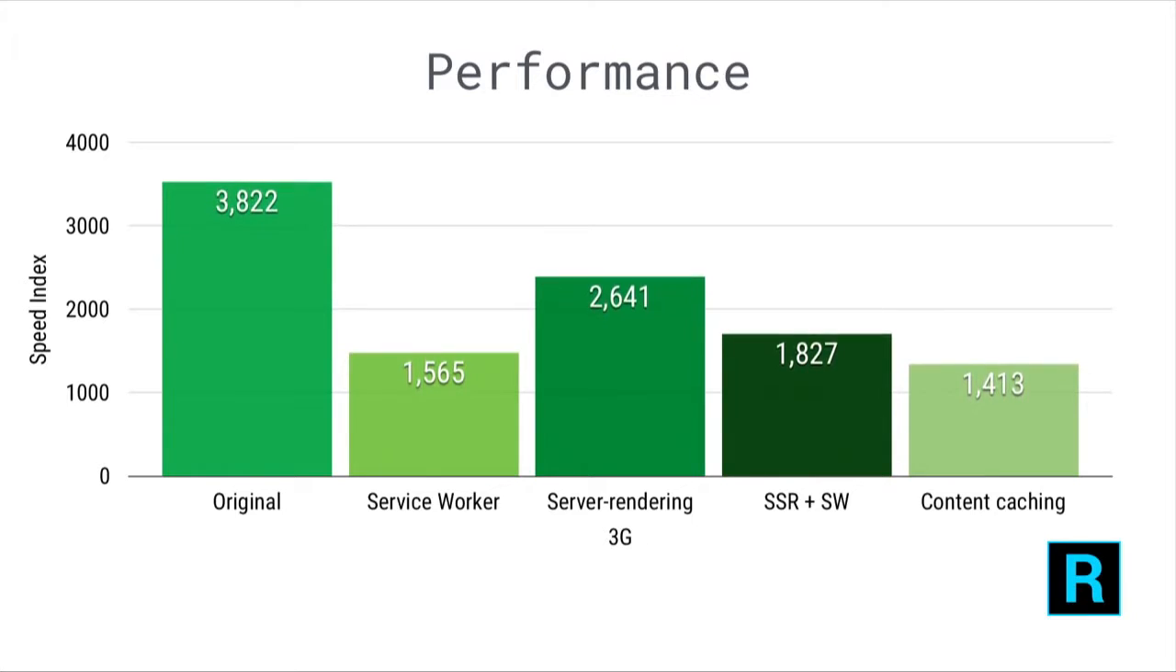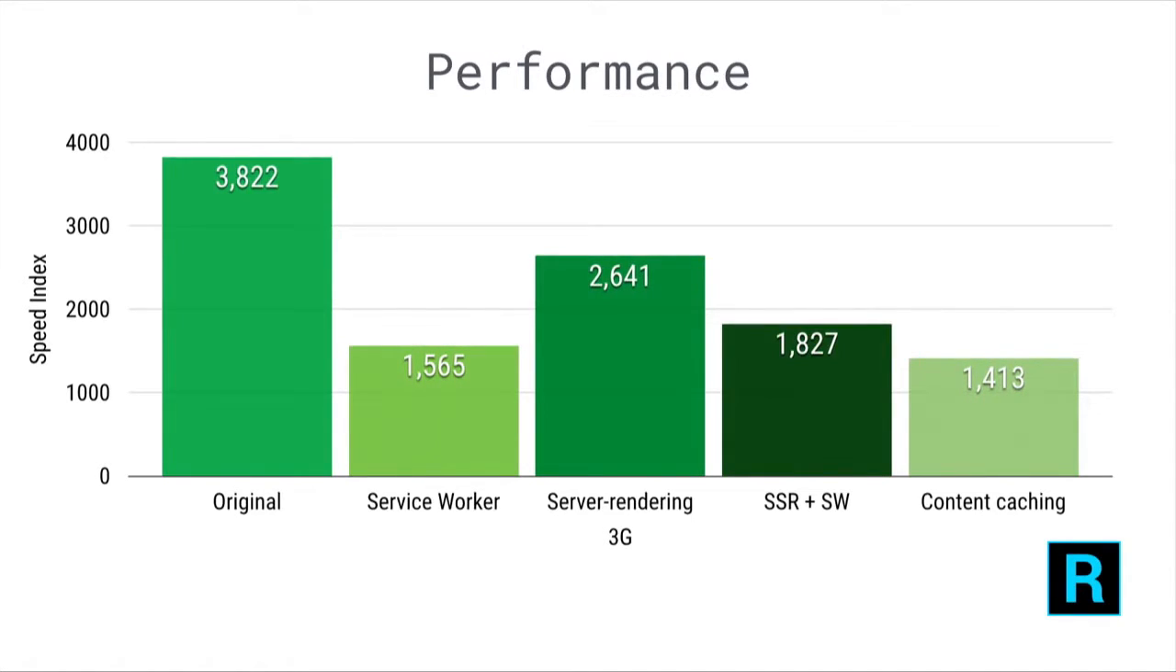Now on 3G, where it's even worse, we're still in a pretty good place. We started off with a speed index of almost 4,000, and we end up in a place where, with service worker caching and content caching, we've got a speed index of 1,400.